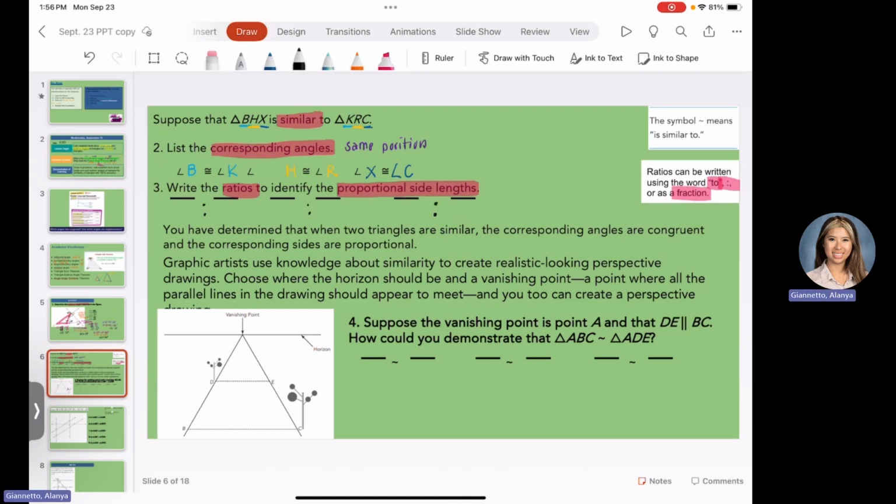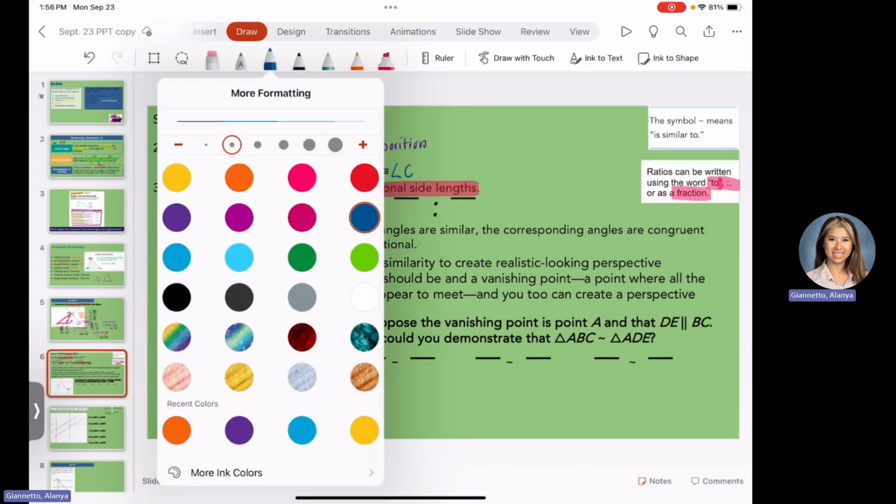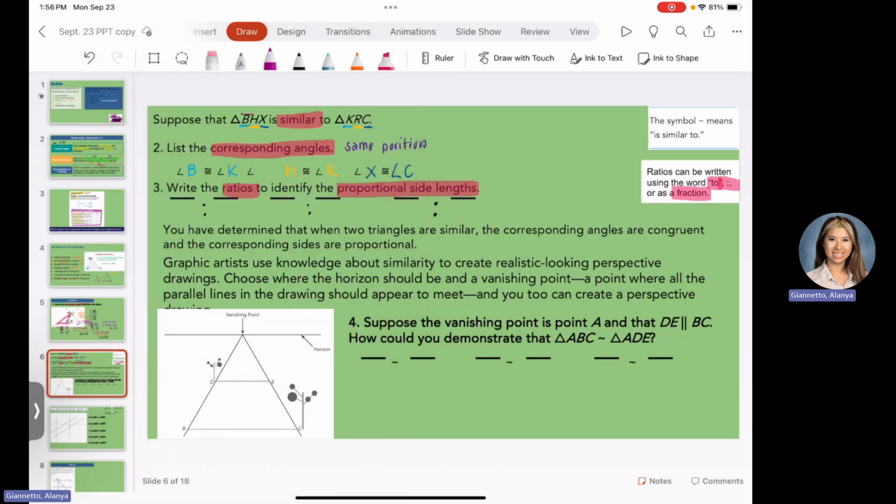Okay, so with side lengths, we're actually going to need 2 letters, right? Because we need to go from one letter to another letter to get to the side. So I'm going to start with BH. We have BH. The corresponding side to that is going to be KR. And they are going to be proportional because they are similar. So that means their scale factor is going to be the same.